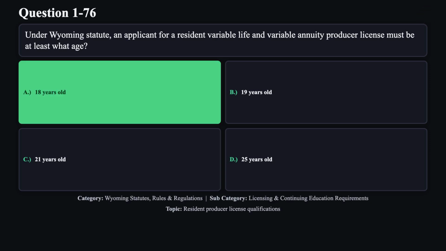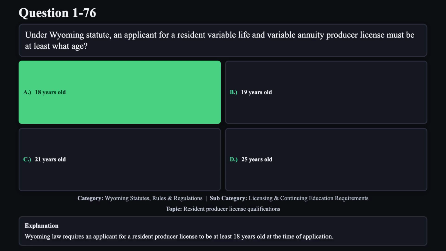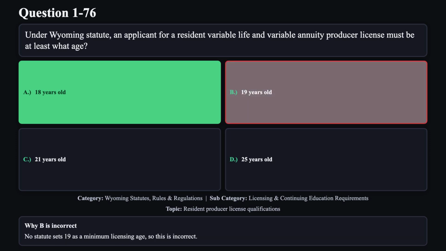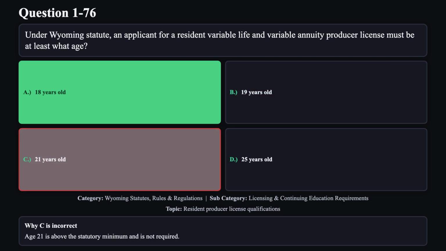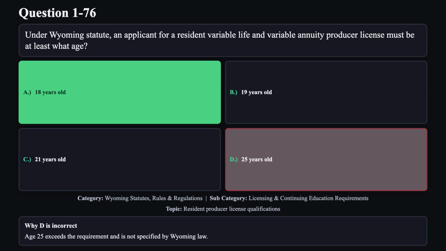The correct answer is A. Wyoming law requires an applicant for a resident producer license to be at least 18 years old at the time of application. Reason B is not correct. No statute sets 19 as a minimum licensing age, so this is incorrect. Reason C is not correct. Age 21 is above the statutory minimum and is not required. Reason D is not correct. Age 25 exceeds the requirement and is not specified by Wyoming law.